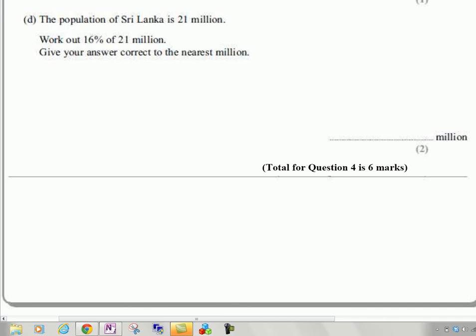Since this question is in the non-calculator paper, you will have to use some techniques to calculate 16% of 21 million. And since the answer should be corrected to the nearest million, I can simply work with the number 21.